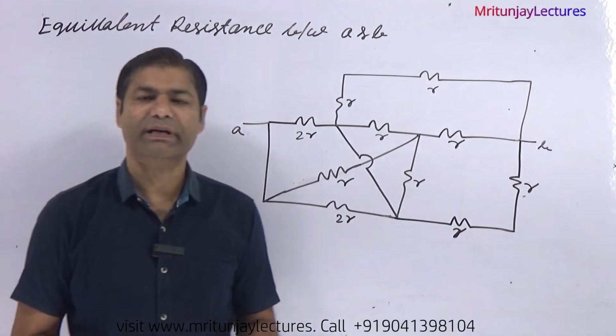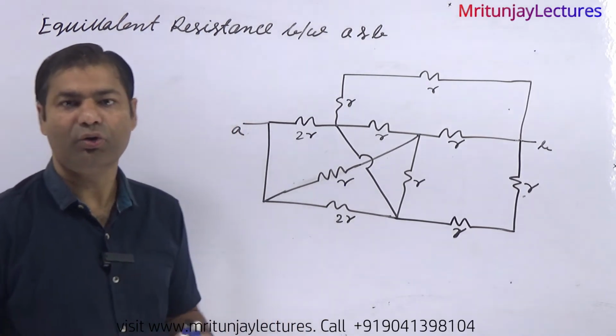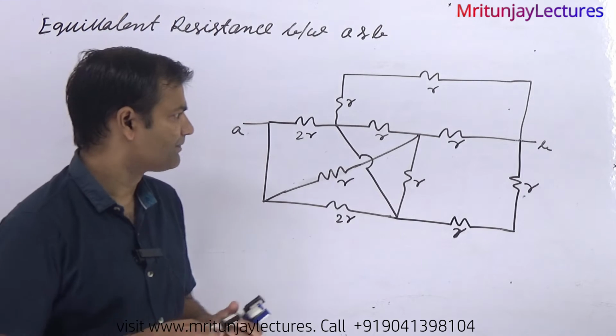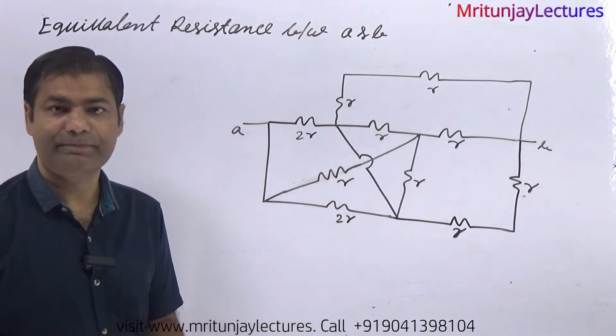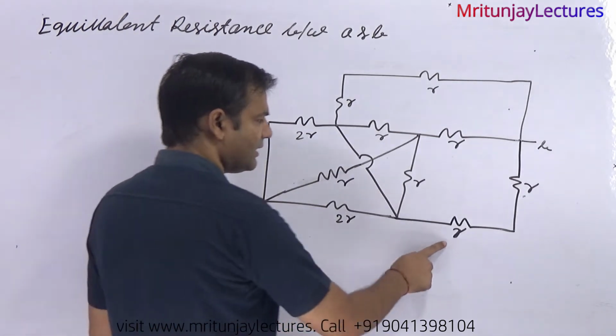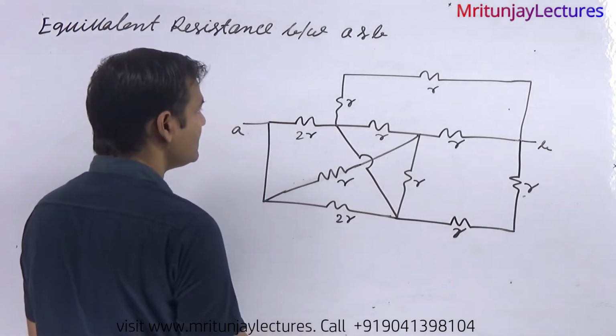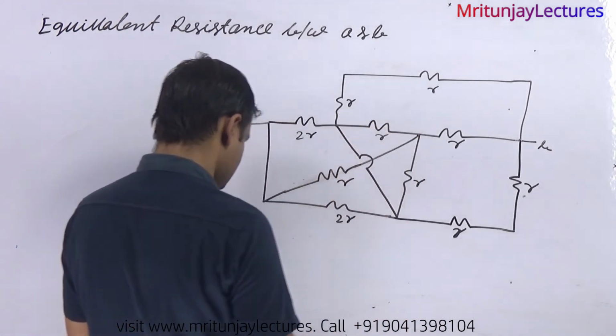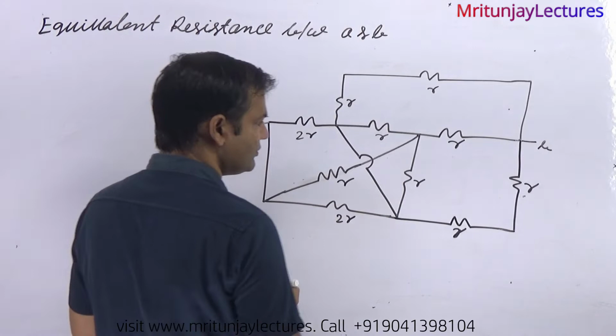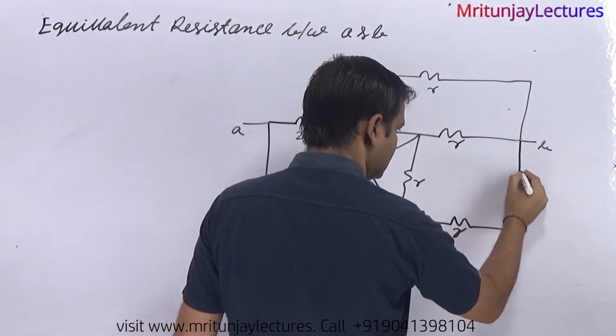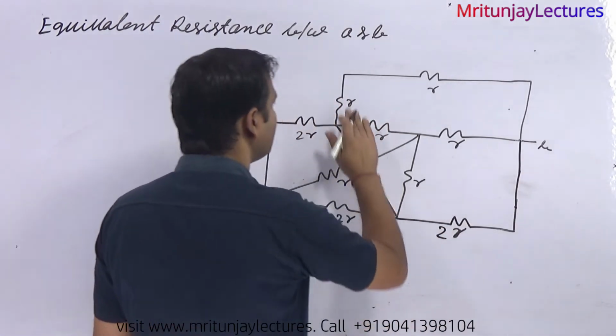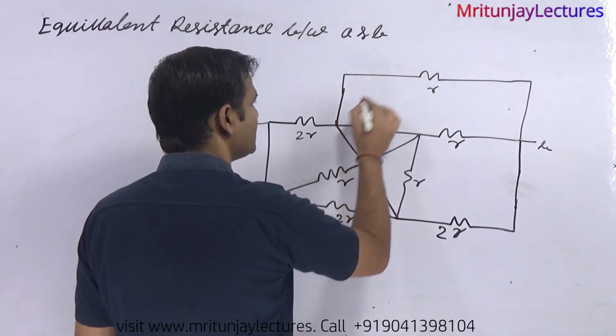Our motto: determine the equivalent resistance between A and B. So how can we determine it? First of all, check for series and parallel. This R and this R are in series, and this R and this R are in series. Very easy way. So you can say that is 2R, and this one is also 2R.